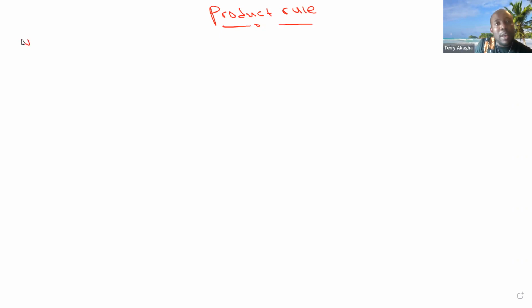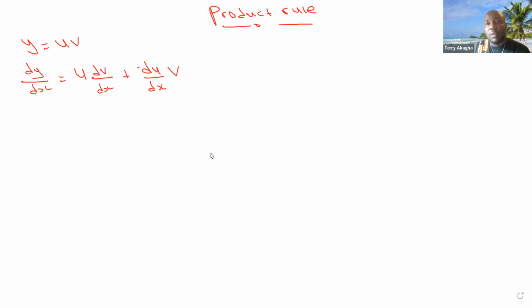So, for instance, we have y is equal to uv. That means u is a particular function and v is another function, but you see they're multiplied together. And how do you differentiate this? Very easy. It has a formula: dy over dx is equal to, you take the first function, you differentiate the second one, and you take the second function, differentiate it, and you multiply it by the first function.